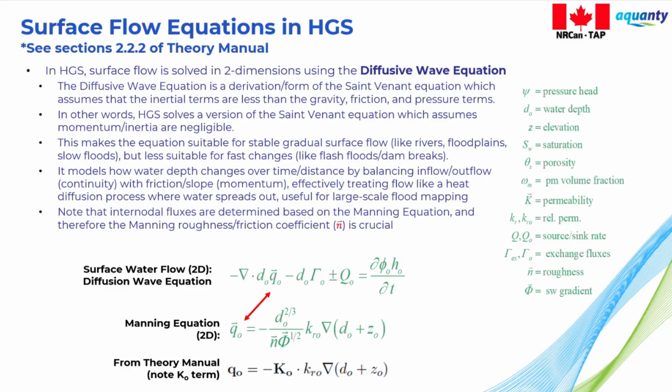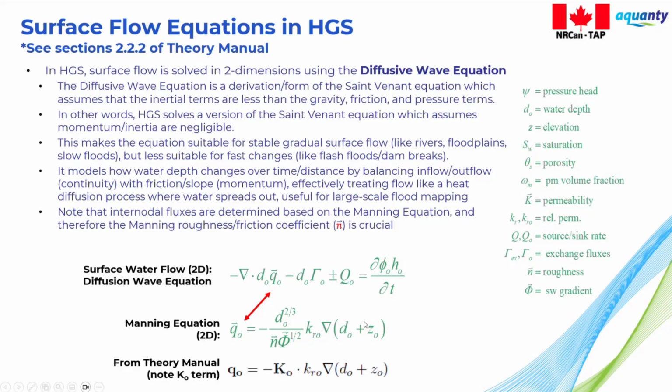So for example, flash floods, anything involving erosion, sedimentation, scouring, these types of things are not really possible with HydroGeoSphere, given that this equation doesn't carry that momentum term. But it is a very valuable approach to modeling slow, stable, gradual surface flows, the movement of water in rivers, floodplains, and the like.